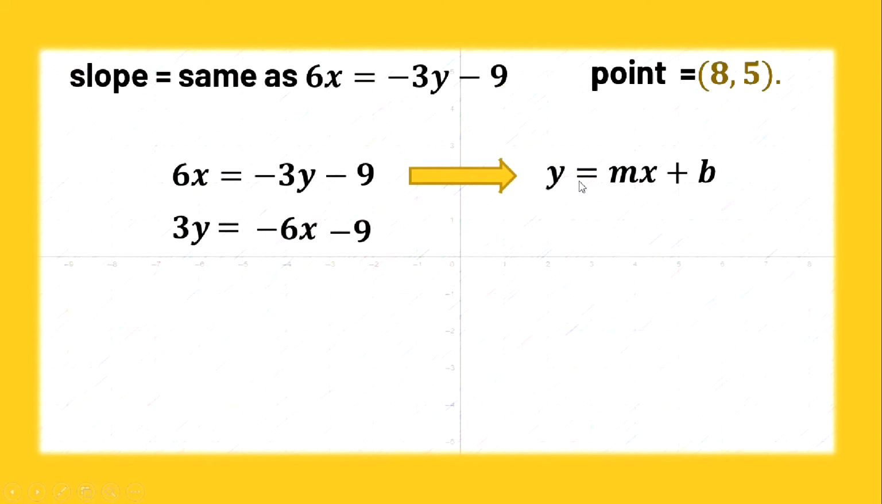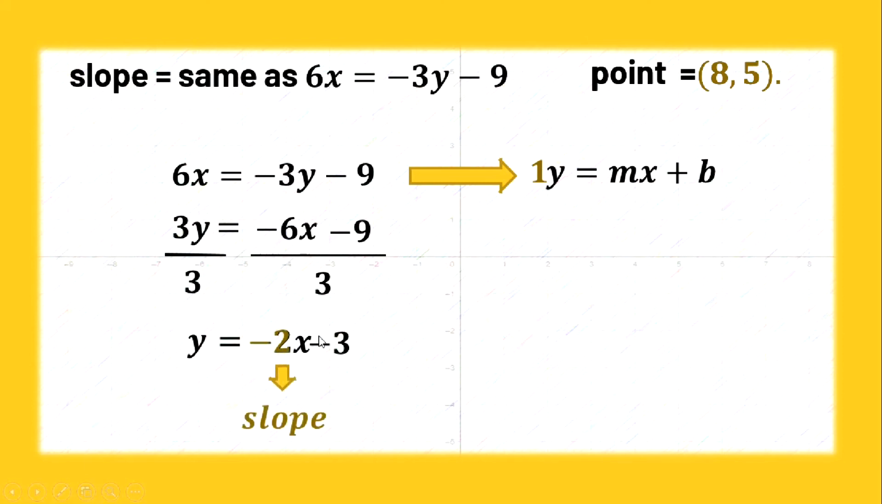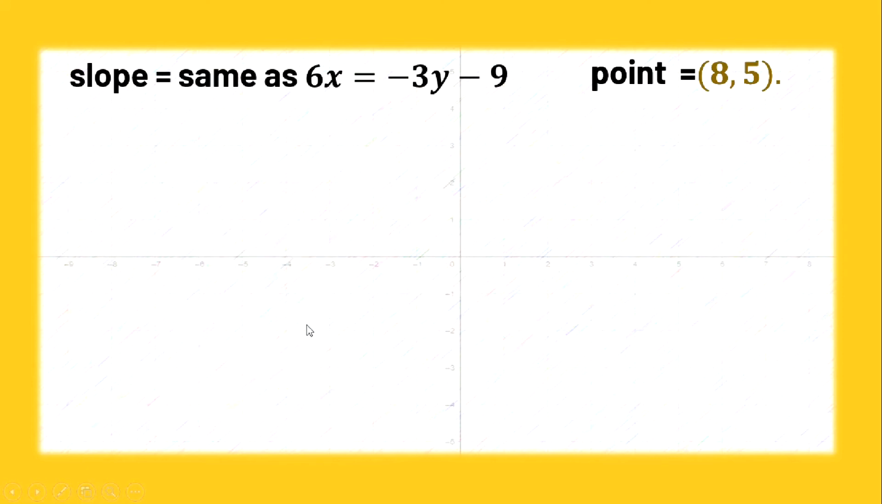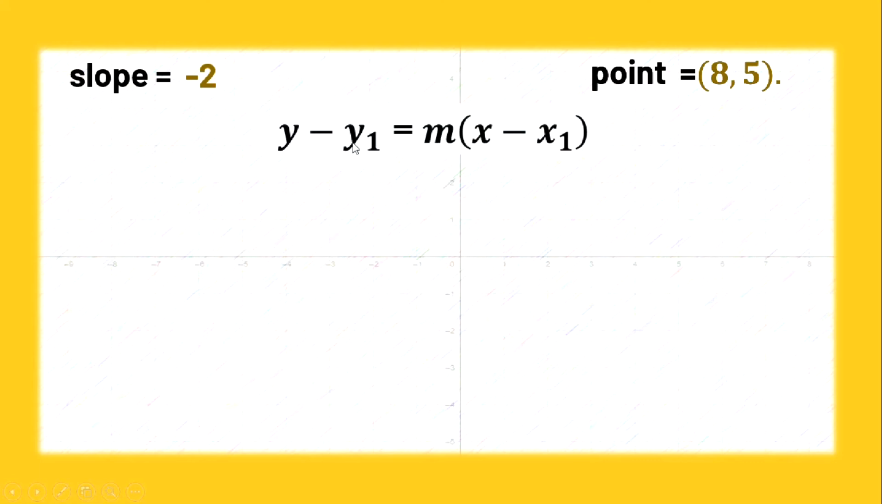And since in slope-intercept form, the numerical coefficient of y is 1, we have to eliminate 3 here. So, divide both sides by +3. We have 3y divided by 3 is y equals -6 divided by 3 is -2x and -9 divided by 3 is -3. So, meaning the slope of this equation is -2. So, we now have the slope and the point of the line. We can now use the point-slope form, which is y minus y sub 1 equals m times the quantity of x minus x sub 1.